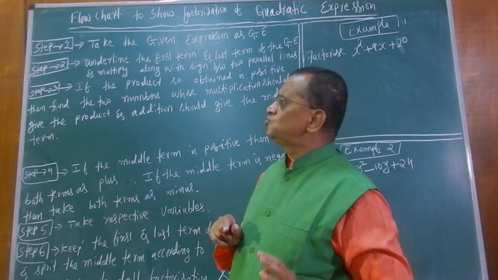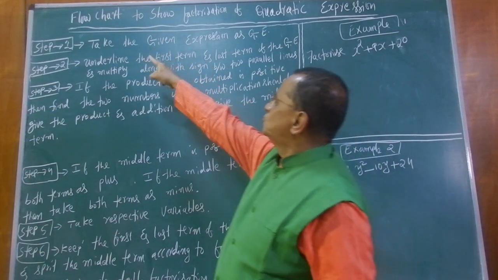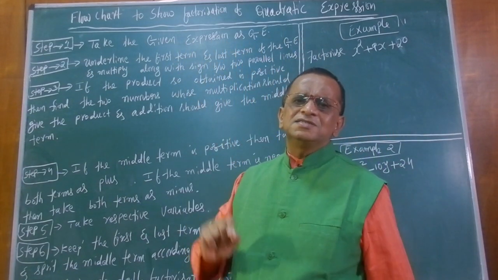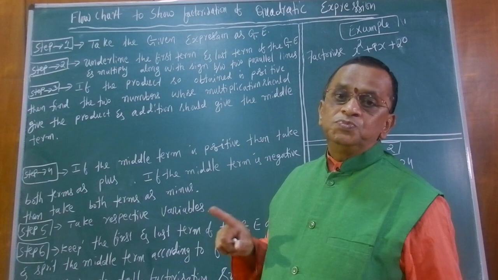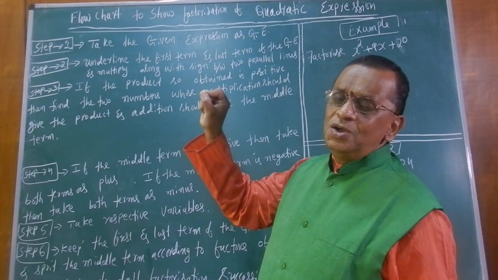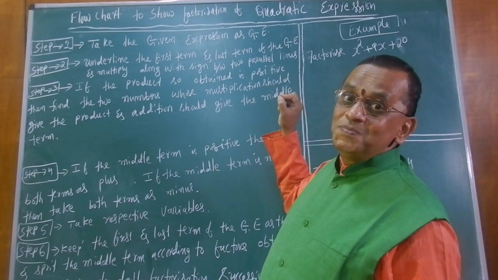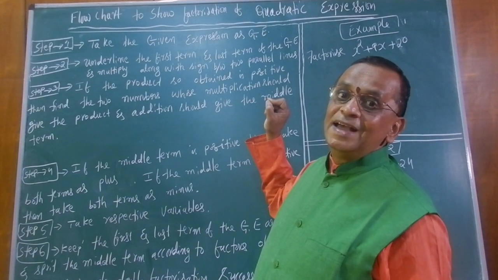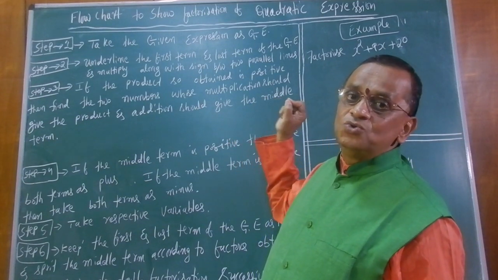So first, by seeing the quadratic expression, you have to take the given expression as GE. It is a short form. GE is nothing but given expression. First we must take the given expression. Then underline the first term. Here, the very first term contains the variable with degree 2 and the last term is the term which contains only a real constant without any variable. Underline those two terms.